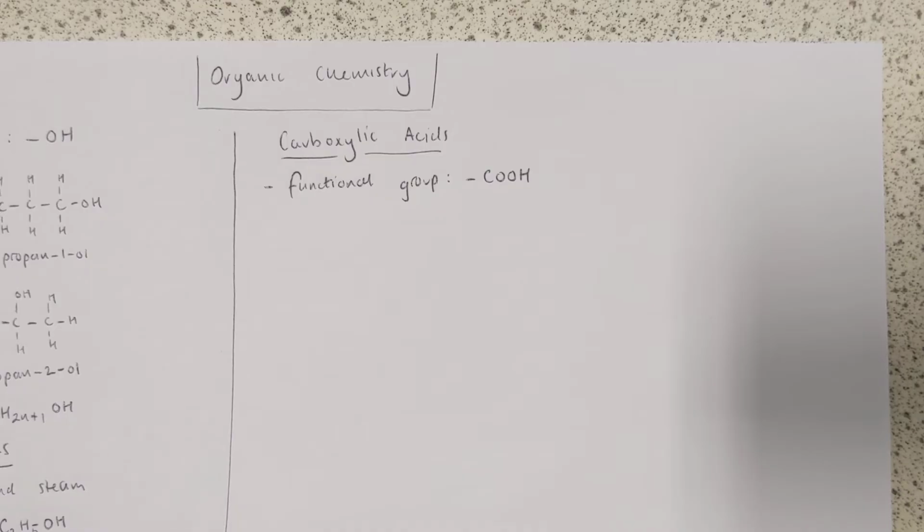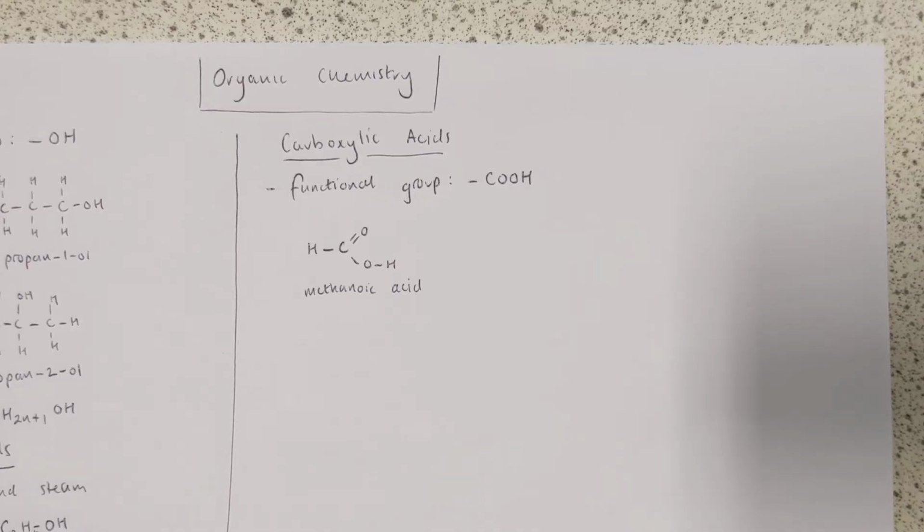It's a carbon double bonded to an oxygen and then single bonded to a separate oxygen which has an H on it. We put that together and call that the COOH group. Now that group is much easier to understand if you see it drawn out. So let's look at the 4 examples of carboxylic acids you're meant to know about.